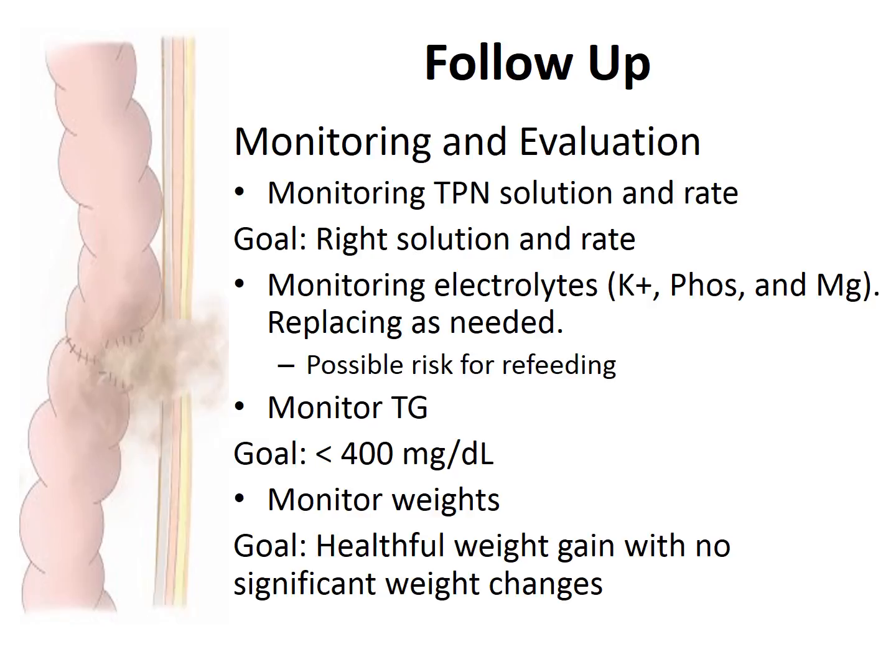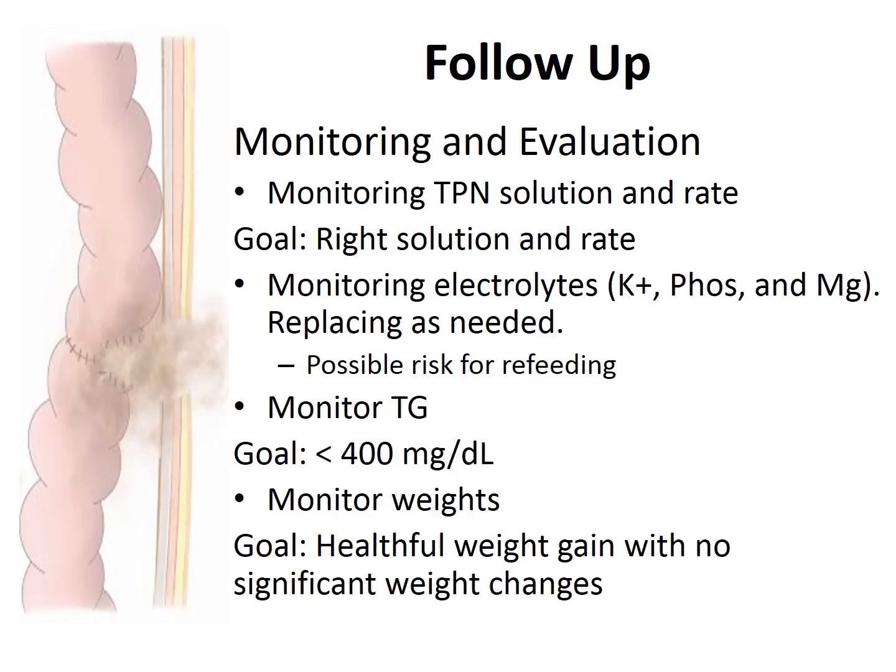Additionally, with this patient now being on lipids, the triglyceride was monitored more closely, making sure that it was less than 400 milligrams per deciliter. And it's noted that this patient was within good range of that goal, with the triglyceride being much lower than the 400.